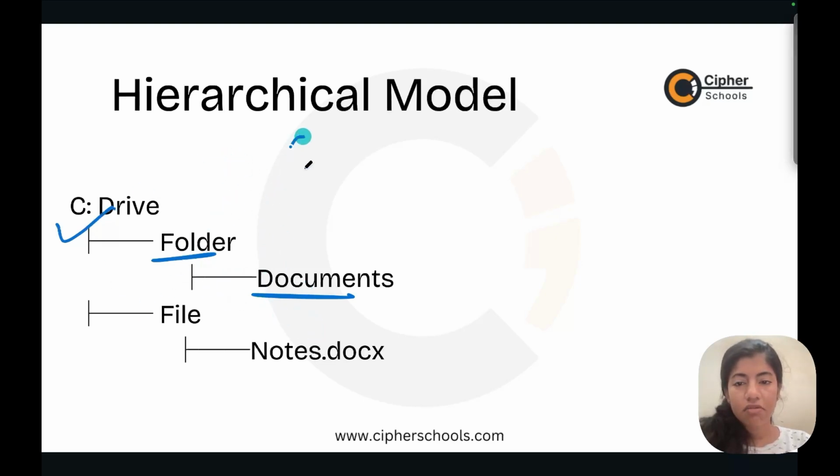That drive, this is your directory, C drive. Drive is having folder and file as two children. File is having children as document, and folder is having children as document, and file is having its children as note.docs. So this is how the structure of a file directory system will look like. Let's take one more example.